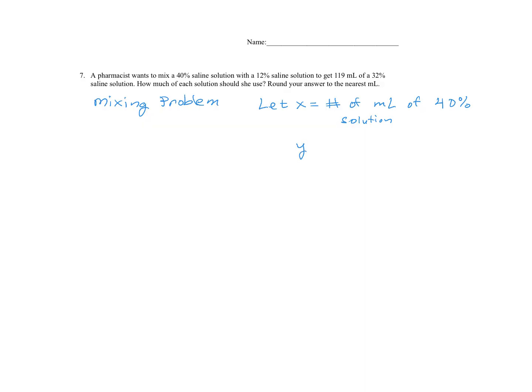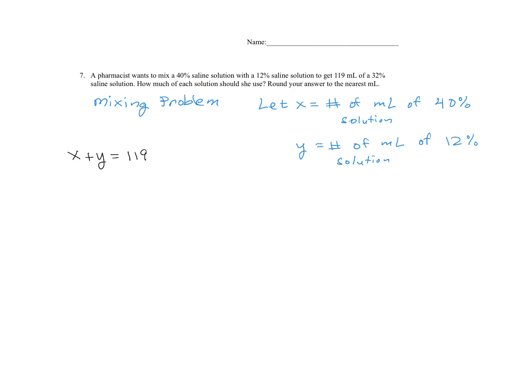And then the y number is going to be the number of milliliters of the weaker 12% solution. So now we have to write two equations for these two unknowns. There's always one equation that's a little simpler to write because it usually contains the volume of something. In this case, since we want a total of 119 milliliters, the x and the y must add up to make 119.